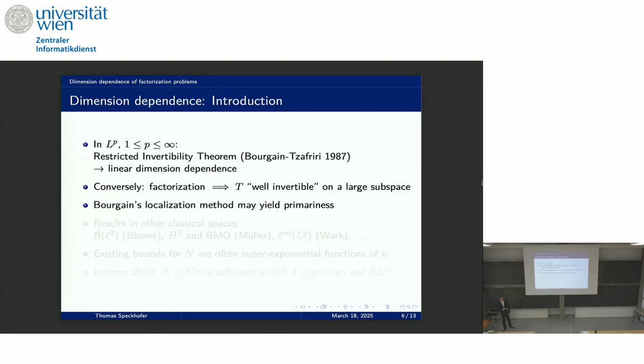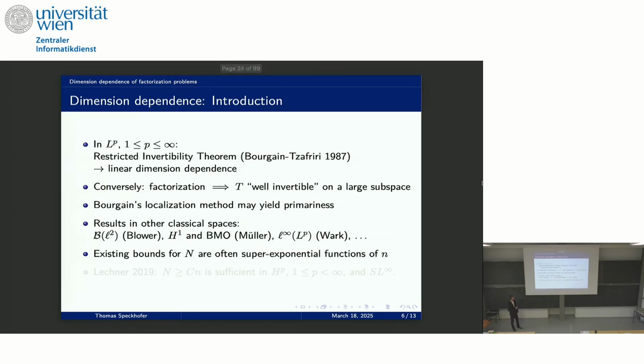Okay, some more examples. There are results in many different classical Banach spaces where this problem has been considered. For example, the bounded operators on little L2 by Blower, the dyadic Hardy space H1 and its dual BMO by Paul Müller from Linz, or L infinity of L_p by Wark, and many others. So this list is far from being complete.